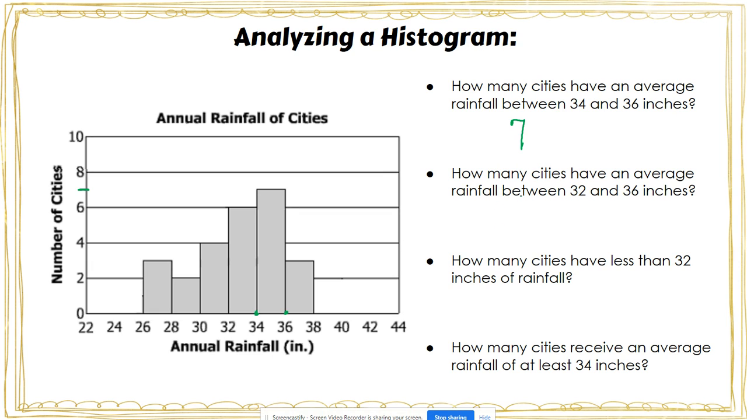Now, how many cities have an average rainfall between 32 and 36 inches? Well, 32 is here and 36 is here, so that means I'm looking at 2 bars. I know that this one was 7 because we already found it, so let's figure out what 32 to 34 is. So 32 to 34 is right here at 6, so there are 6 cities between 32 and 34, and there are 7 cities between 34 and 36, which means to find the total between 32 and 36, we can add 6 plus 7 and get 13.